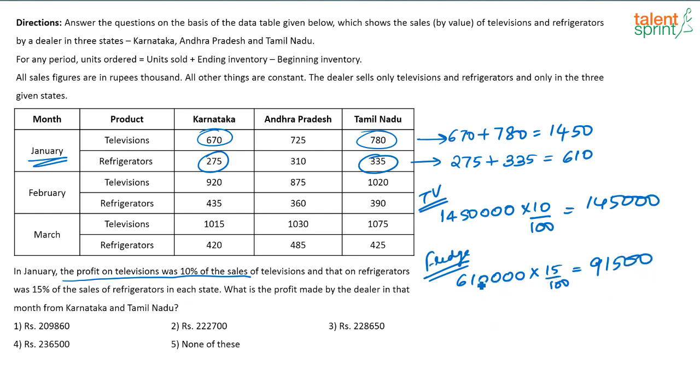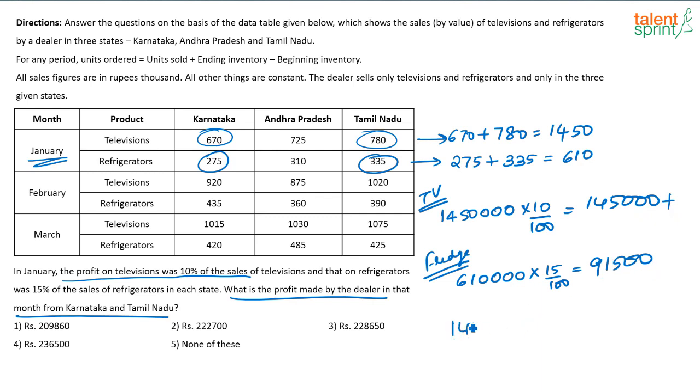See, 10% of this is 61,000, right? What is 5%? 30,500. Add that, that is 91,500. Now what is the question? What is the total profit? Is that what is the profit made by the dealer? So what is the total profit? Add these two. Yes, you have to add 1,45,000 plus 91,500.